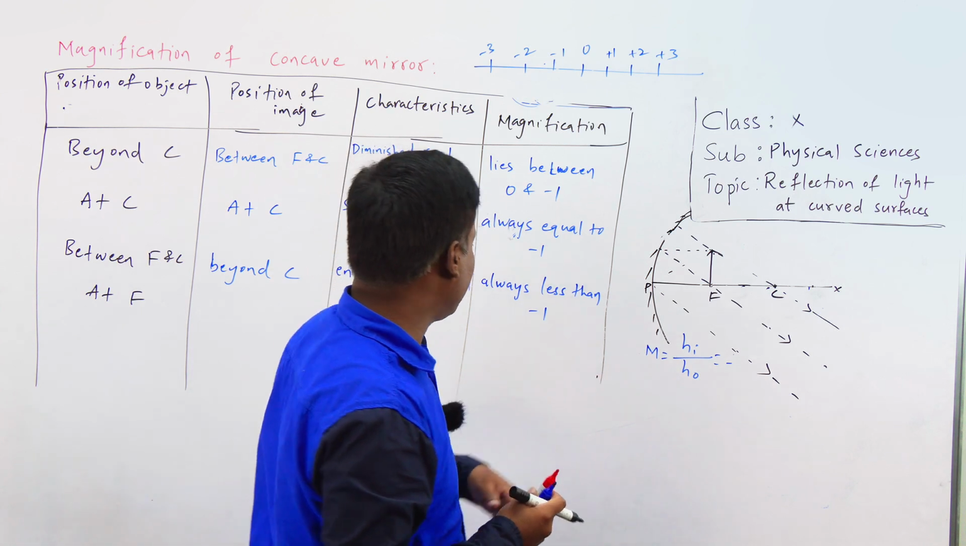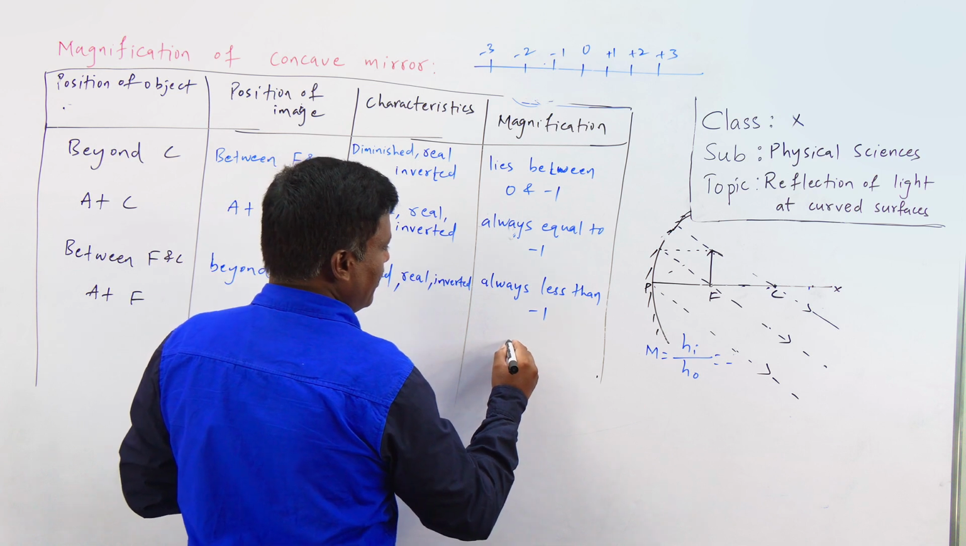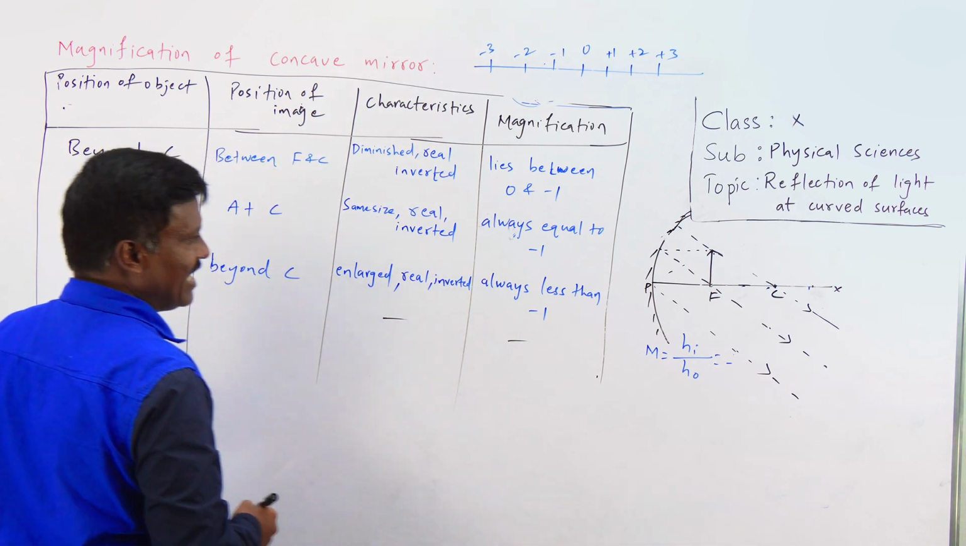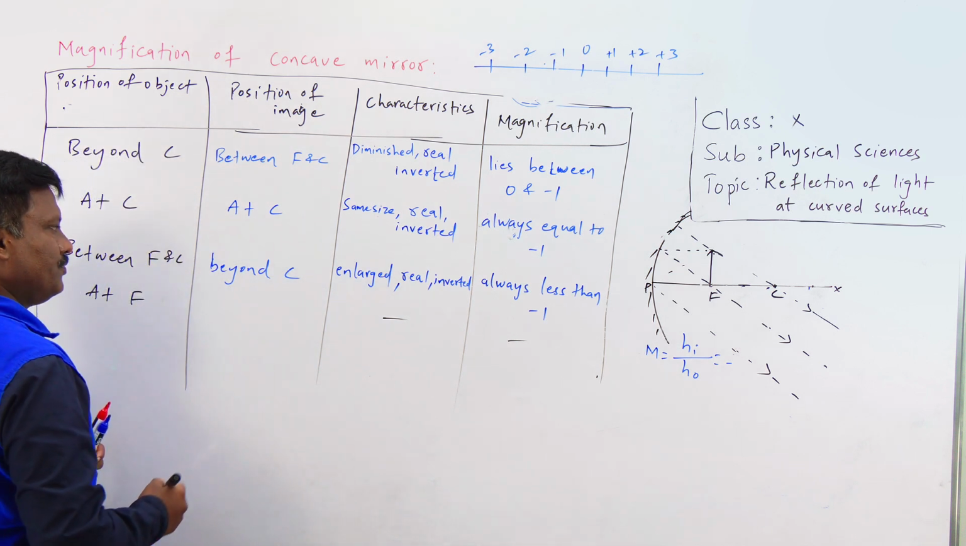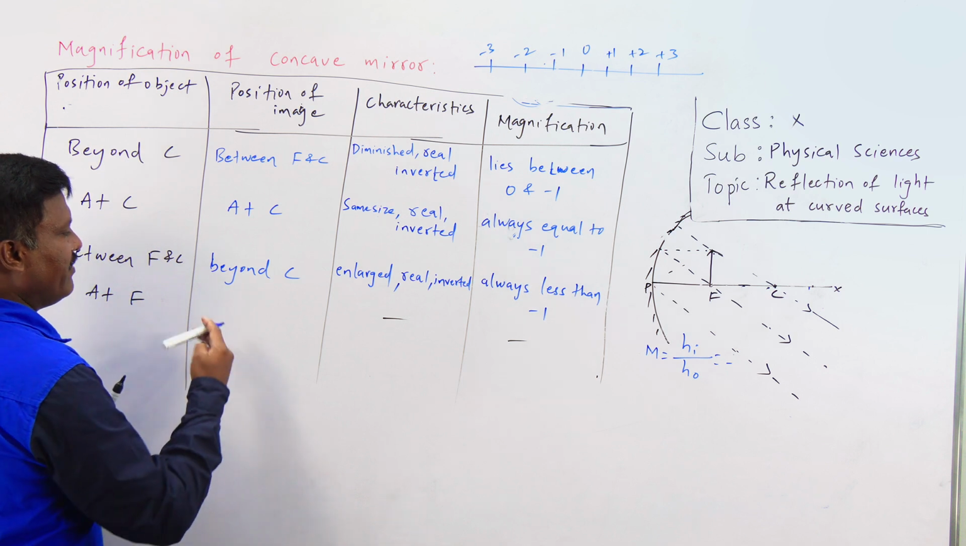Okay. For this case, magnification cannot be defined. Characteristics: highly enlarged. Okay. Real. When object is at focus, where does the image form? At infinity.